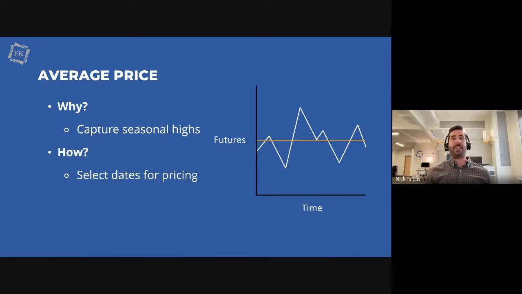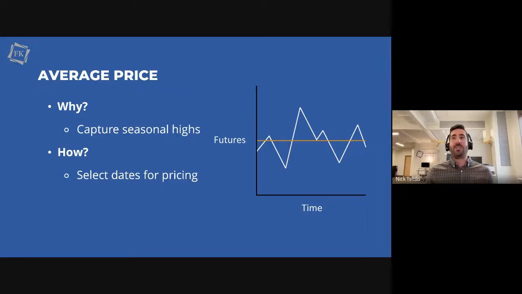Average price contract. All right. So what the average price does, a lot of us have done it before, is it allows you to capture seasonal highs in a time frame that you want. Just like I said earlier, if you look at the past 20, 25 years, on average, the highest price for the December corn contract and the November soybean contract has roughly been the first week of June, about 6 months ahead of harvest.